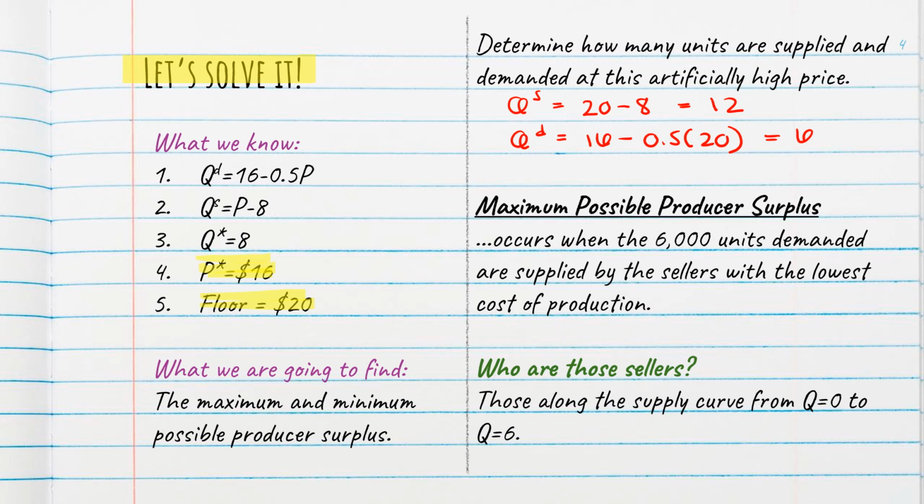It can help you to visualize a supply curve. Supply curves are upward sloping, representing the increasing costs. In order to maximize producer surplus, we need to be looking at the lowest cost producers, the ones on the lowest part of the supply curve.